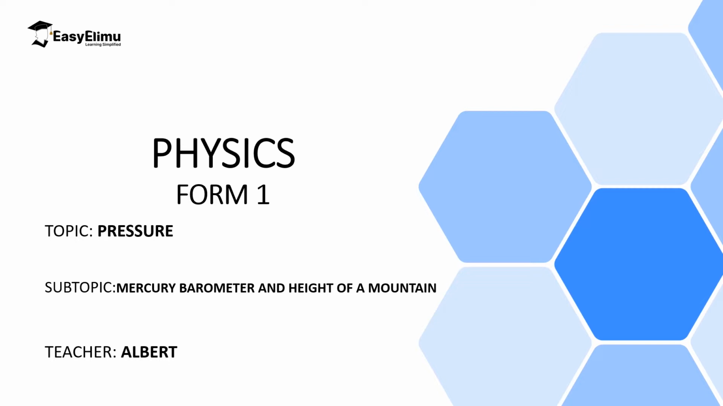In the previous lesson, we discussed how to use a U-tube manometer to measure the pressure of gases and liquids. Now in this lesson, we are going to discuss how to use an instrument called a mercury barometer to measure the pressure of gases and even the variation in air pressure. And thereafter, we will look at how we can use the same instrument to determine the height of mountains and even measure the height above sea level.